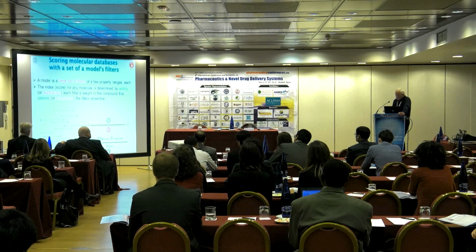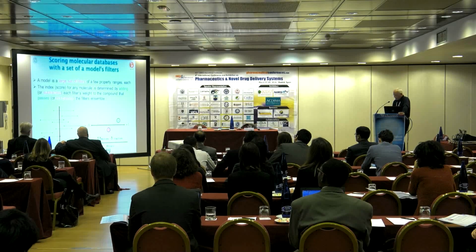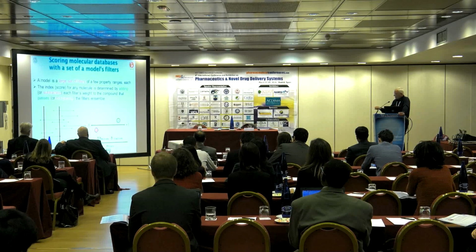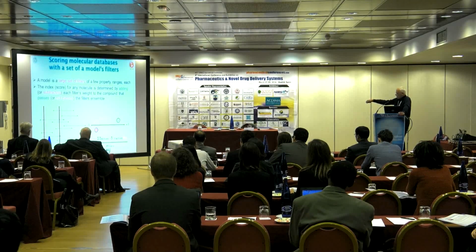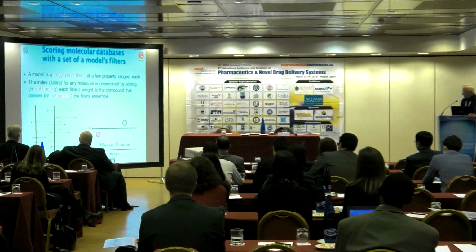So we pass those molecules. Molecules that pass more filters get a more positive number. Molecules that do not pass as many filters could get a negative number. It is normalized, so all the numbers are between -1 and +1.